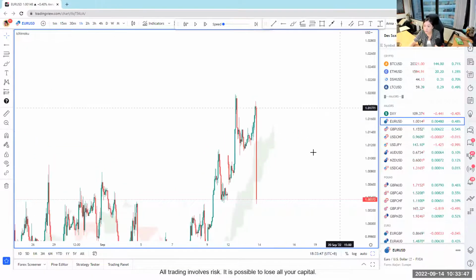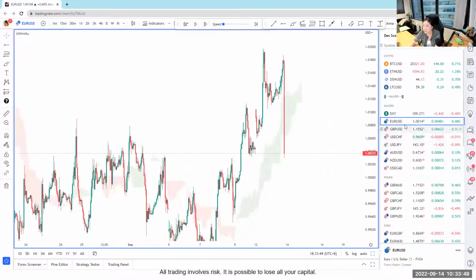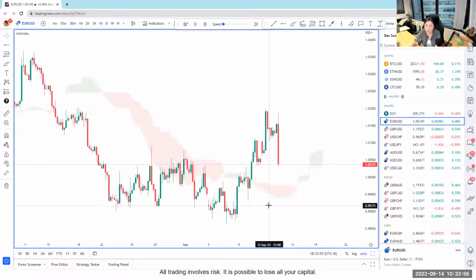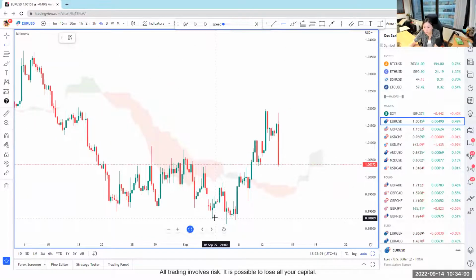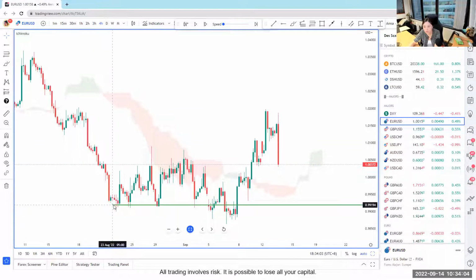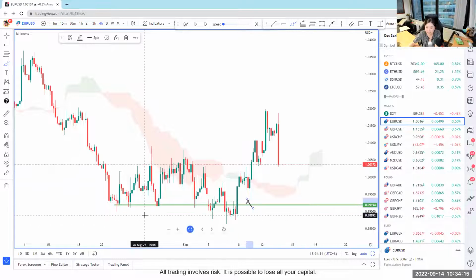Okay, so for example, let us go to, yeah, we'll stick to Euro then. If I'm going to take an entry here, maybe here, I will take an entry right here, where the previous swing low is.